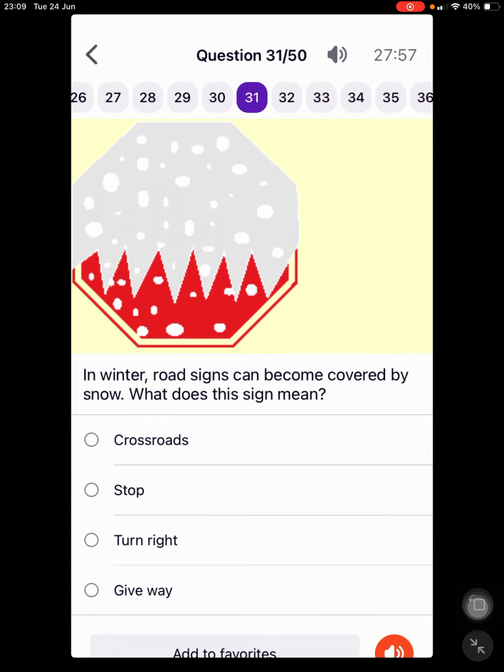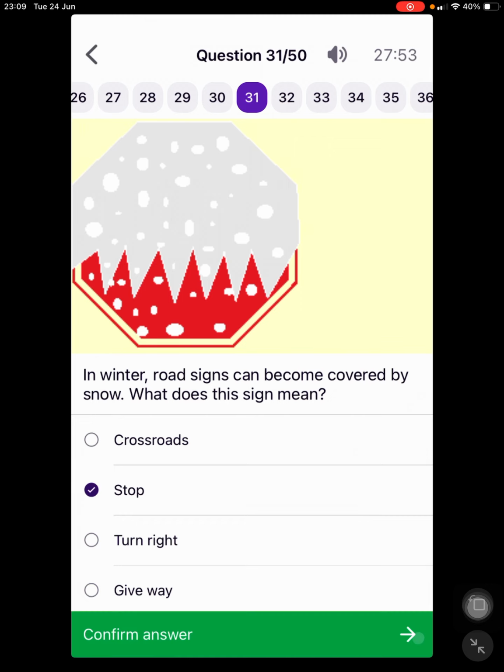Oh, this is an easy one. That's stop sign. See, stop sign is the only sign that's, is it called hexagon or octagon? That's the only sign that got this shape.